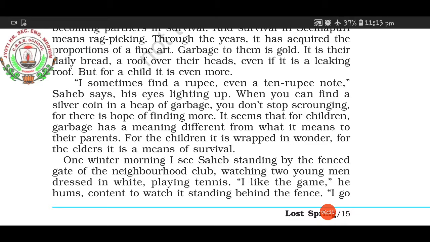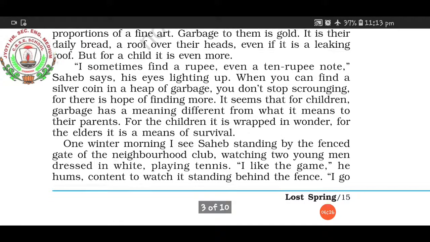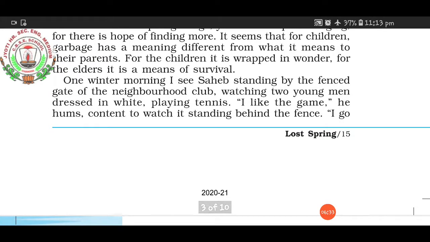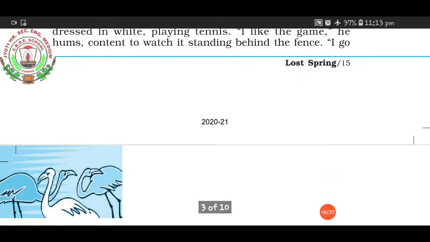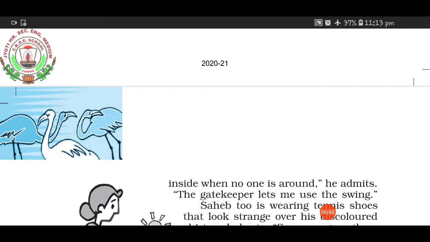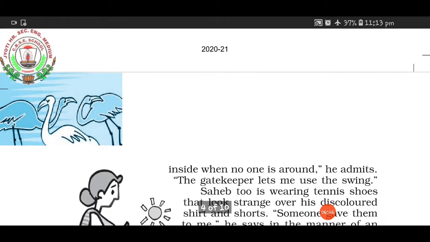But for the elders, it is only a way of earning bread. And then further, it has been said that one day she found him standing near the fence of a club and watching two of the people in white playing tennis. And he said that he too would love to play this game, but he knew very well that it was beyond his reach. But he was wearing some faded white shorts and a pair of shoes which was a total mismatch to his leg, and it was having a hole.